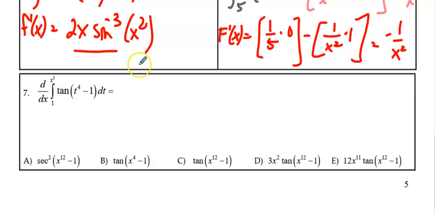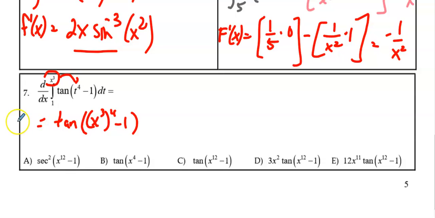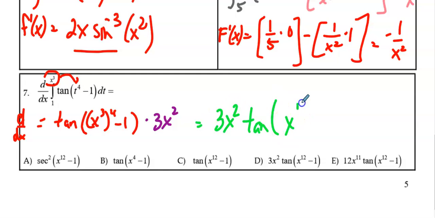So the rest of these are, like I said, pretty straightforward. I'm going to close this video up here in a second, but just for this last example, we're going to take this x cubed, we're going to plug it in. Just be careful when you do this. It's x cubed to the fourth minus 1. You leave everything alone. They don't find the derivative of tangent, right? You don't need to do that. And so we're going to get this, and then we're going to multiply by the derivative of this, which is going to be 3x squared. So our final answer for this problem is going to be equal to 3x squared times the tangent of x to the 12th minus 1. So this answer is going to be D.